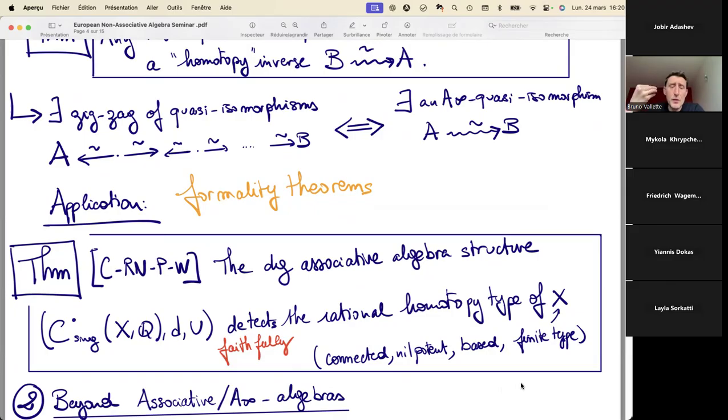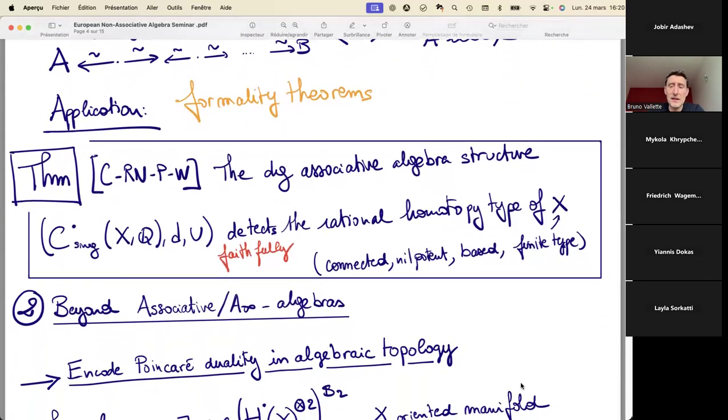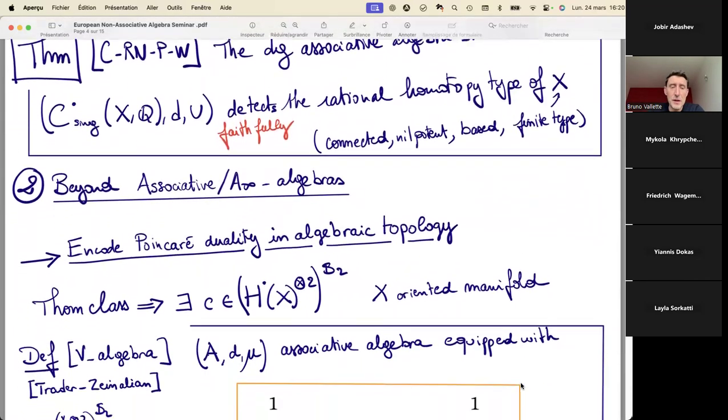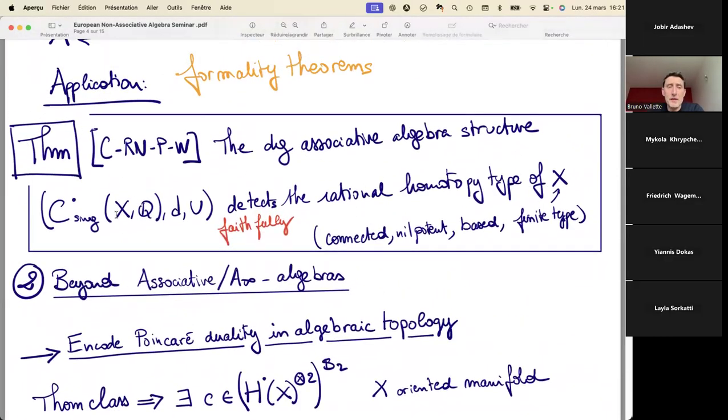Does this theory work only for associative algebra? No, it's a universal one. So let me try to motivate it, to motivate other types of algebraic structures. Okay, we've been encoding the homotopy type of spaces, part of the homotopy type, the rational homotopy type.